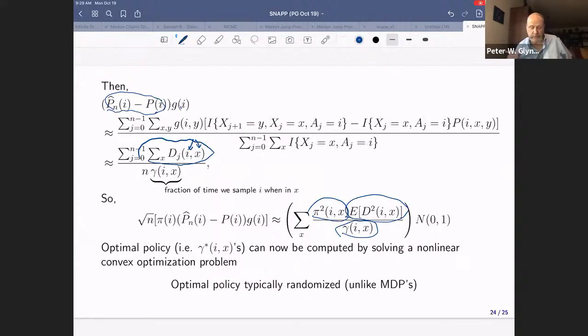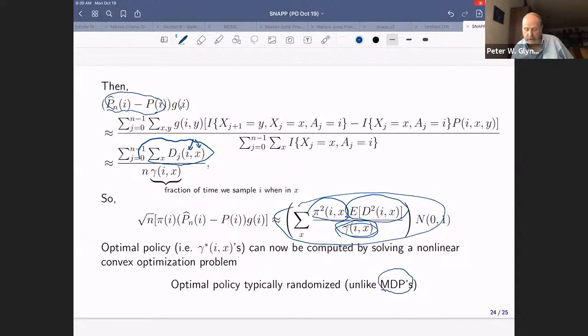And then the natural thing to do: the optimal policy should be one that minimizes variance. So now you choose the gamma I of X's in an optimal way, which means that we have to minimize this over gamma I of X's. And that turns out to be a nonlinear convex optimization problem. So this is a strictly convex optimization problem. It's not an objective function which is linear in these gamma I of X's as would occur in the MDP setting, which means that when you solve for the optimal set of gamma I of X's, the feasible region will be a policy polyhedron that looks identical to the types of policy polyhedra that arise in the MDP setting.